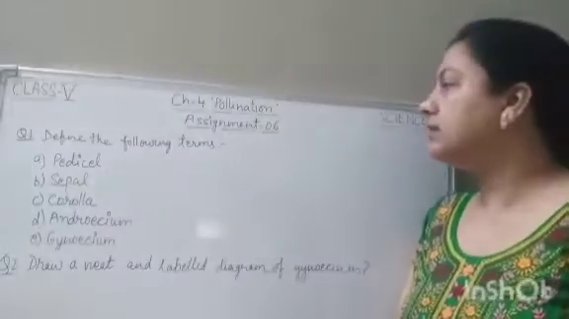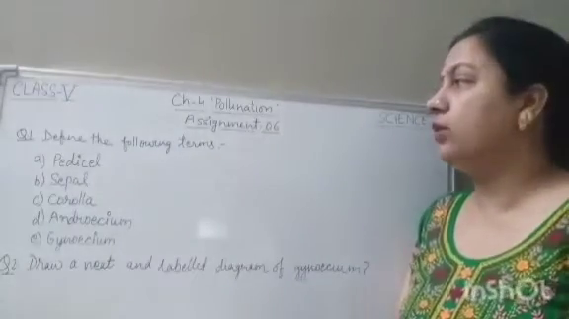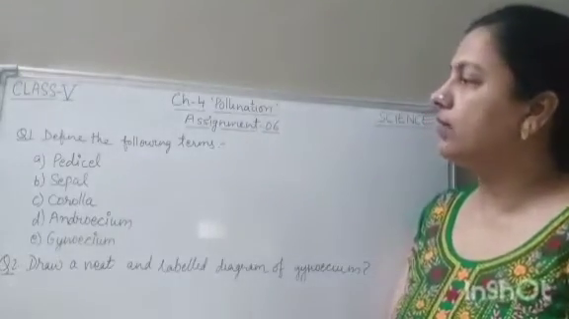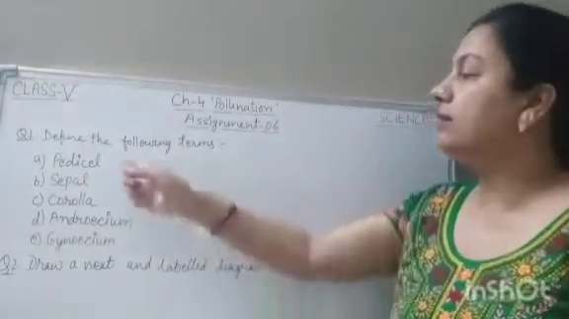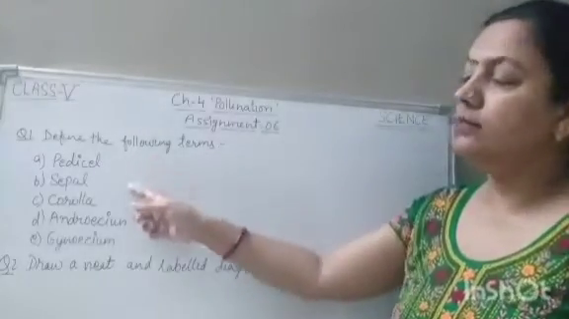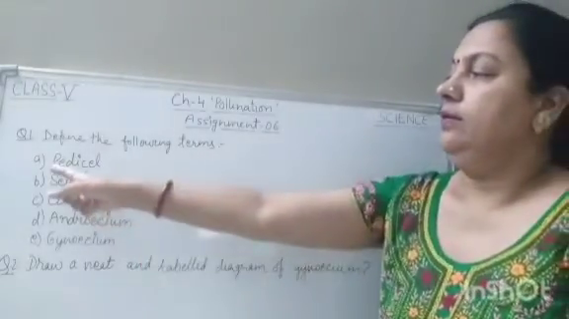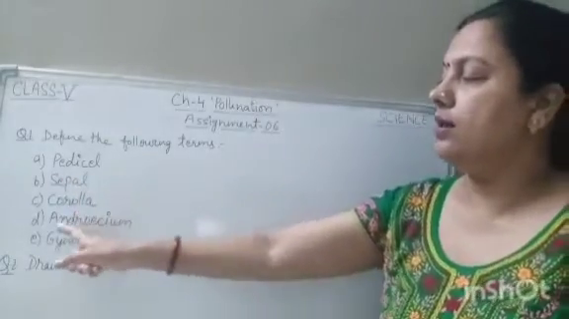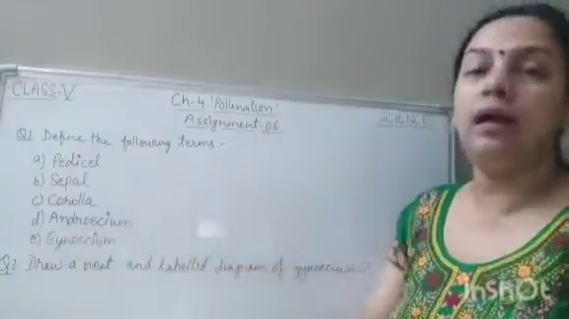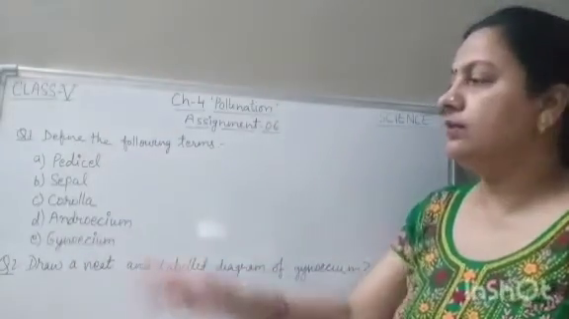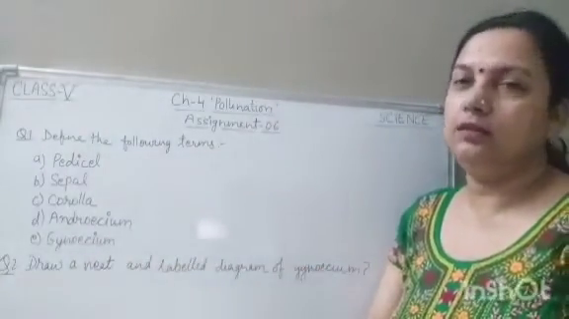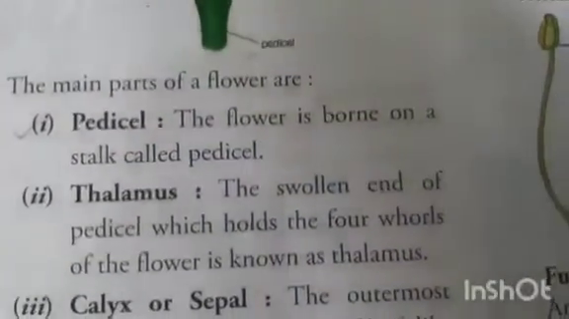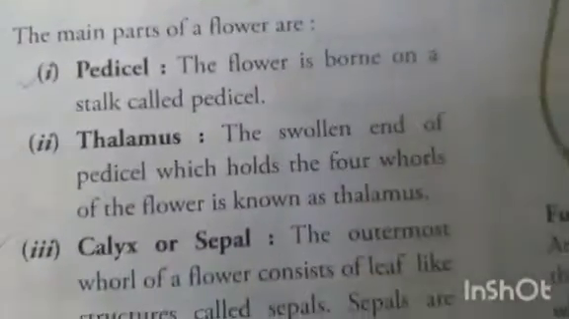So children, our sixth home assignment was based on chapter 4, pollination, and the first question of the assignment was: define the following terms. Here some terms were given. First one is pedicel, then sepal, then corolla, then androecium and then gynoecium. So first we will see the definition of these terms. In your book on page number 45, all these definitions are there.